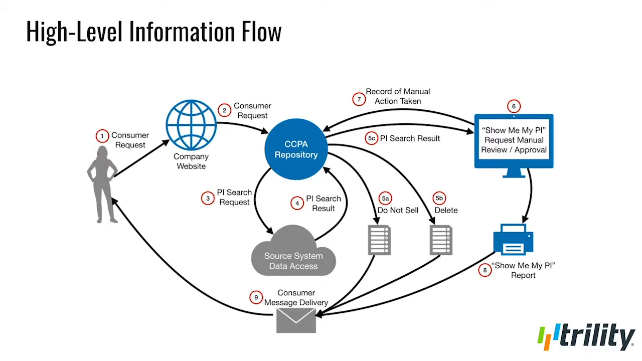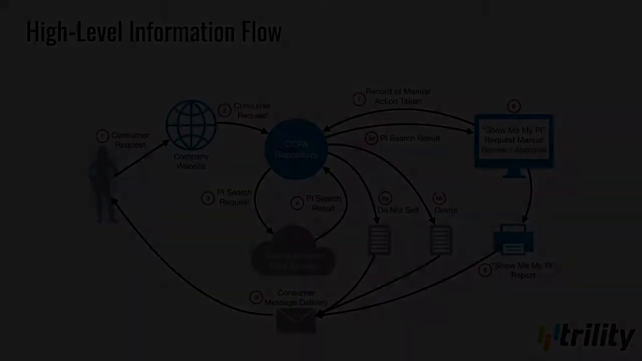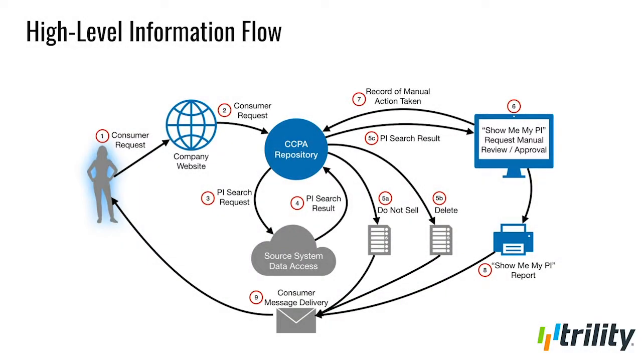This is a diagram that shows the high-level information flow that our solution follows in order for your organization to meet the needs of Connie and help someone like Valerie respond to those requests. The areas in blue are portions of the solution that have been built by Trilogy, and we'll walk through how it works. Connie is the consumer who makes the CCPA request through the website. That request is stored in the CCPA repository.